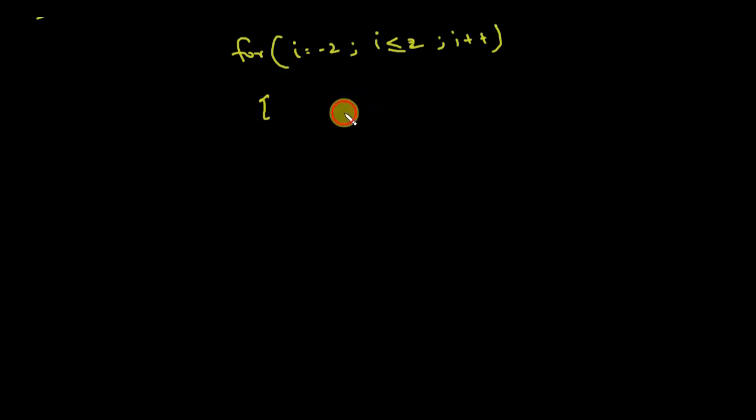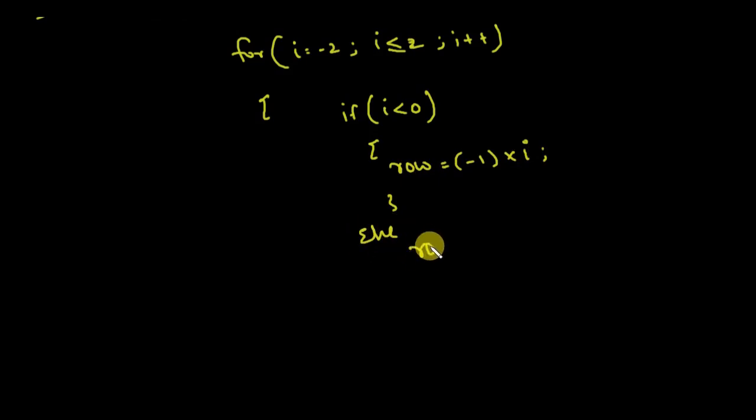So how can I convert? If i is less than 0, which means a negative value, then I'll take a variable called row, in which I'll place -1 times i, which converts negative to positive values. Else I have to write row equal to i. Why am I using an extra variable? If you modify the i value, the loop will not run right. The loop variable should not be modified. That's why I'm taking a separate variable called row.